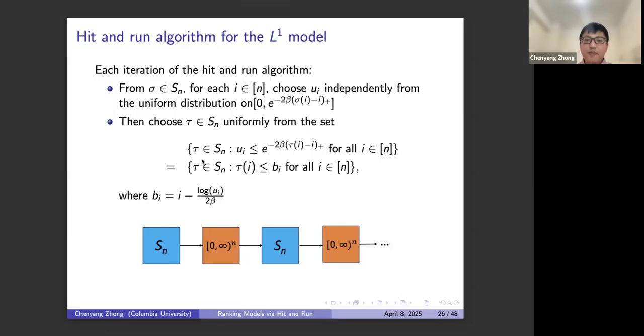And the new permutation tau is now drawn from permutations with one-sided restrictions. However, this time we require tau i to be less than or equal to bi for some other formula for computing bi. So earlier we have greater than or equal to, now we have less than or equal to. However, the analog of the earlier sequential implementation still works for this kind of restricted set of permutations. So we can still efficiently run the algorithm.